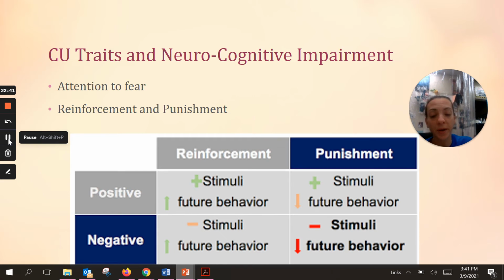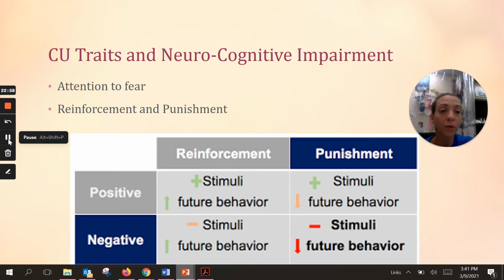And then the next is reinforcement and punishment. Children with CU traits have a problem with extinction. And we talked about extinction, I think, in the last chapter. And we go back to Pavlov, remember? So you had the food that was paired with the tone, and then the dog salivated.